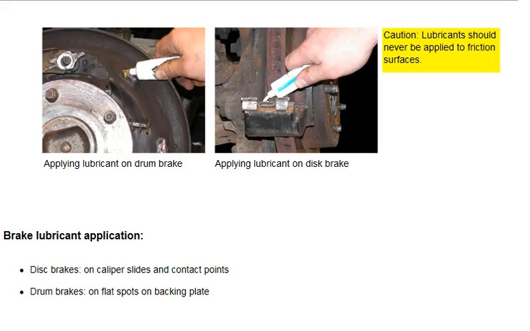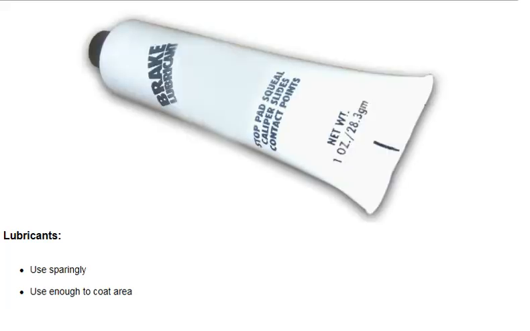Brake lubricants can be applied on both disc brakes and drum brakes. In disc brakes, it should be applied on caliper slides and contact points. In drum brakes, the lubricant should be applied on the flat spots on the backing plate. The brake shoe or other moving components may come into contact with these spots.